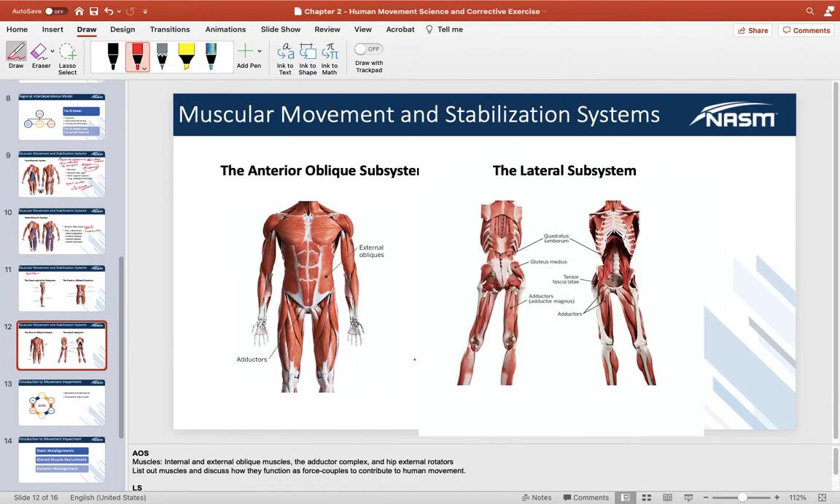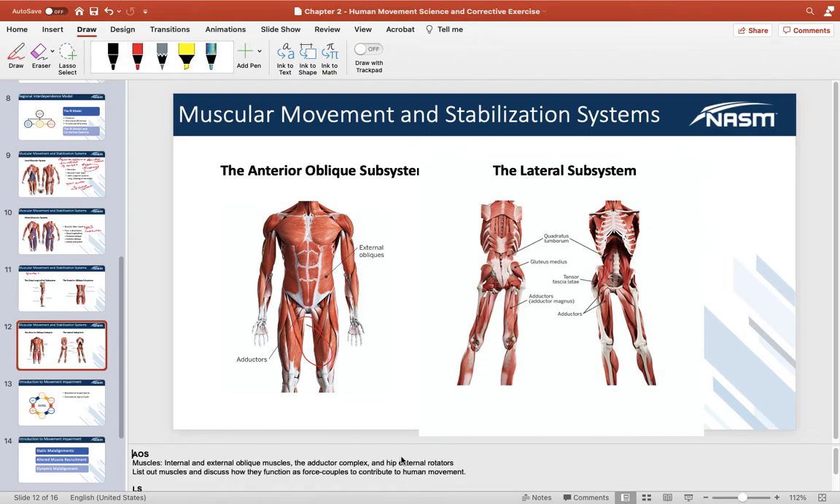Okay. Getting down to your anterior oblique, so more front side, internal and external obliques. You're looking at your adductor complex. So if we look down, for the body purpose here, your adductors all fall in these regions right in here. All right, the more medial side of your leg. And then your hip external rotators. So things even like your glute medius could be some part of that. Your TFL, those are all part of that as well.